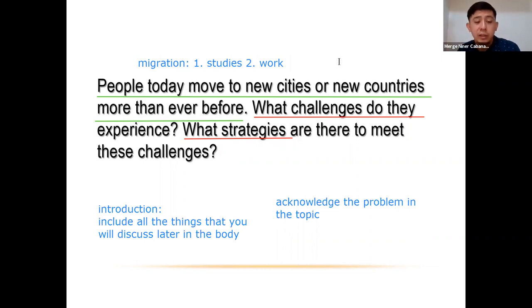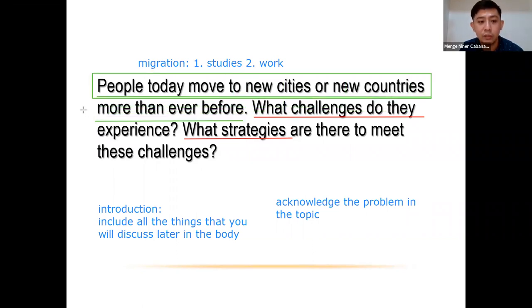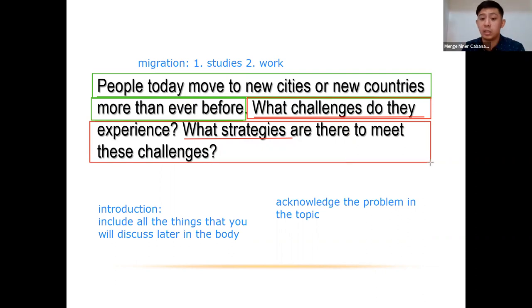So people, I will replace people with many individuals, all right? Many individuals and their families migrate to new countries because of studies and work opportunities. Period. Due to this, there are some problems that they encounter, but there are some solutions to overcome the predicament. Okay, so that's how you're going to introduce it. You include the people today move to new cities more than ever before. Okay, you involve this one, and then you stop and you add another sentence. What challenges do they experience, and what strategies are there to meet the challenges that you mentioned? So that is how you introduce. Okay, you paraphrase, you get the main idea.